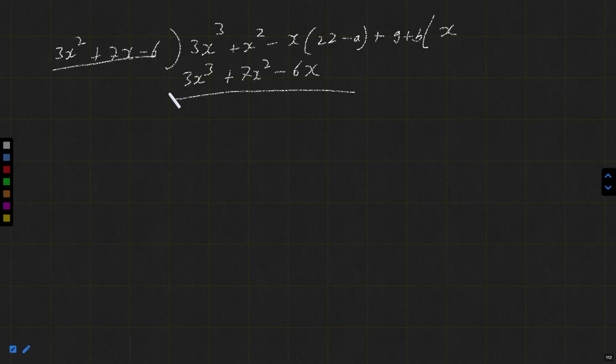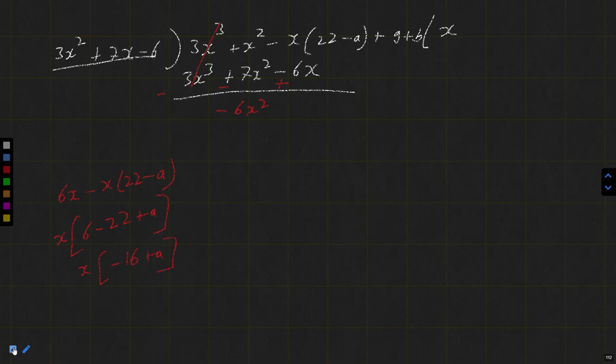So now just change the signs. The minus sign will be here, the minus sign here, the plus sign here. This will get cancelled, and what I am left with is minus 6x squared. And here, 6x minus 22x minus a x means taking x common: x times (6 minus 22 plus a), which equals x times (minus 16 plus a).